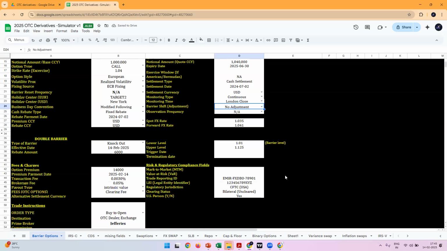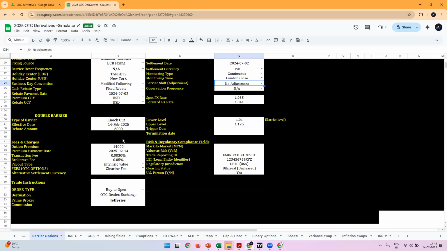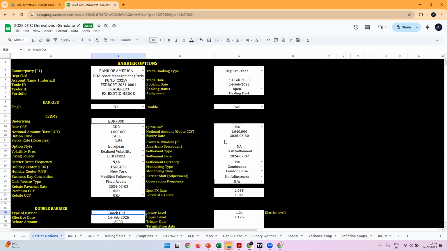So like this, the details of the trades will be captured in the system. The most important thing that you will be capturing is the premium amount, the rebate amount, the type of the barrier, and the FX rates are also very important from the valuation point within our internal system. All these details are captured within the system.